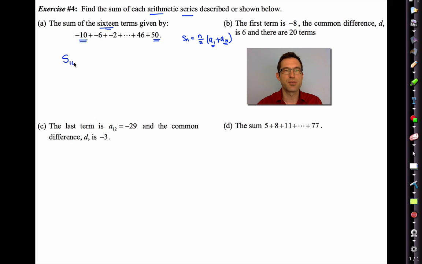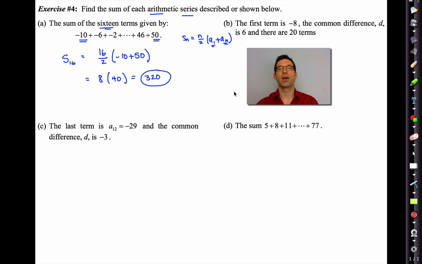I'm going to even use the subscript notation. S sub 16 is equal to the number of terms divided by 2. That gives me how many pairs I have. And each pair is going to have a sum of negative 10 plus 50. I keep wanting to emphasize the structure of this formula, because a lot of students will look at it and just memorize it. I want you to look at it and understand it. Now again, that was pretty easy.